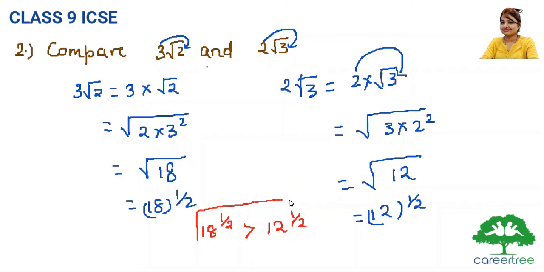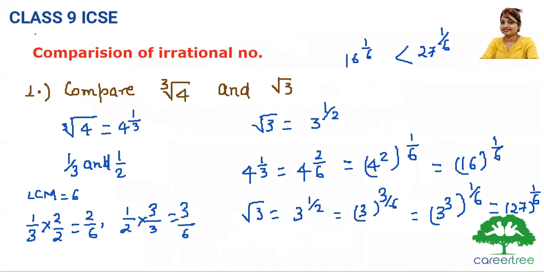Correct? So in this way you need to compare irrational numbers. What is the main thing? You need to make the power or index the same in both of the numbers, then you can directly compare the bases, and the number with the greater base will be the greatest among those irrational numbers.